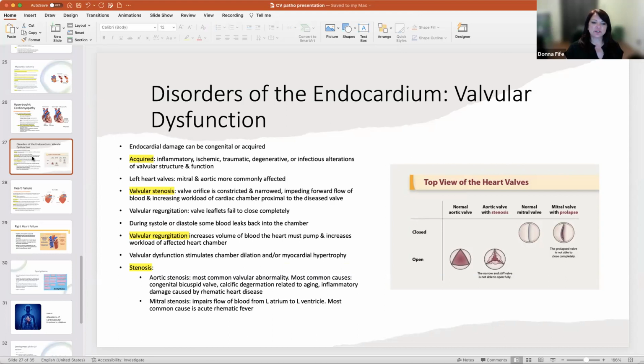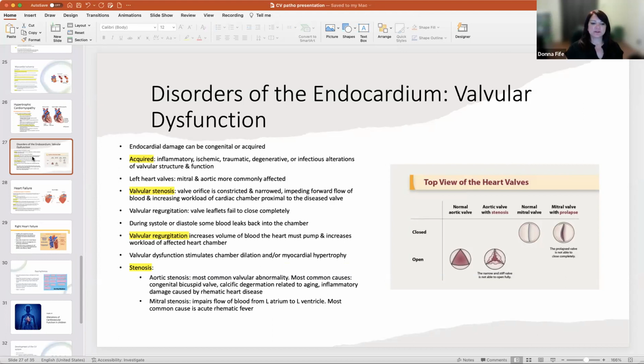In valvular regurgitation, the valve leaflets fail to close completely and cause regurgitation of blood. During systole and diastole, some blood leaks back into the chamber. Valvular regurgitation increases the volume of blood the heart must pump and increases the workload of the affected heart chamber. Valvular dysfunction stimulates chamber dilation and/or myocardial hypertrophy.